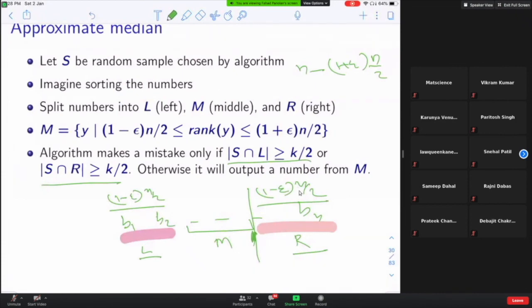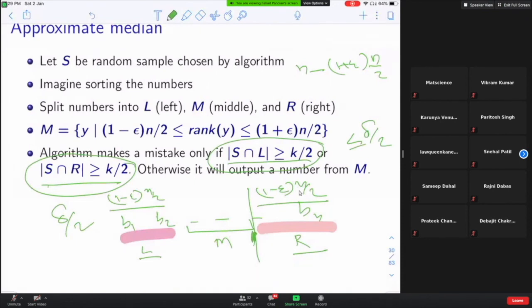Now, how do we do this? Again, we are going to apply Chernoff bound and union bound. Where do I apply Chernoff bound? To say that this happens with a very small probability, at most delta by 2. Using Chernoff bound, we will prove this, and the other one we will not prove, since the argument is symmetric. Again, by Chernoff bound, we will prove the probability that S intersection R is more than k by 2 is at most delta by 2.